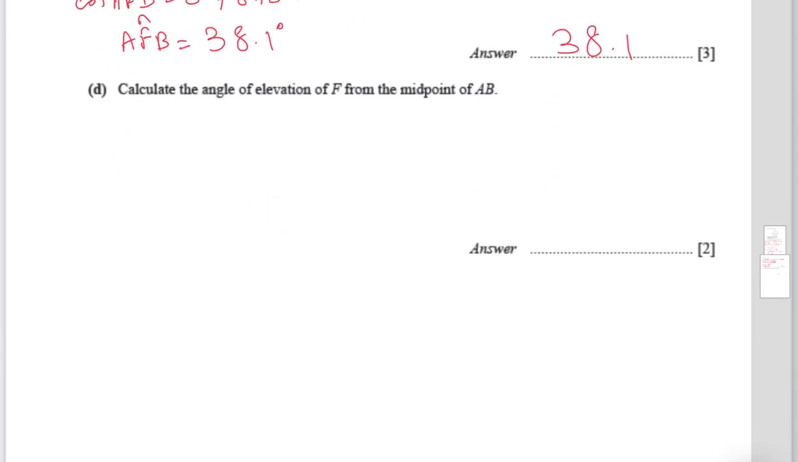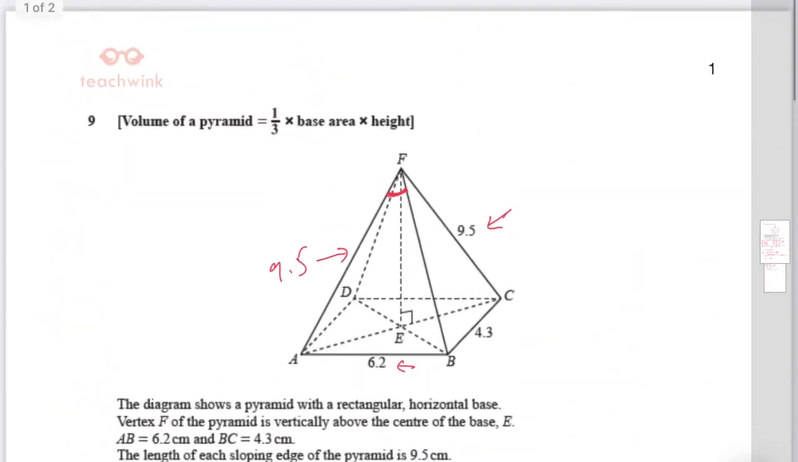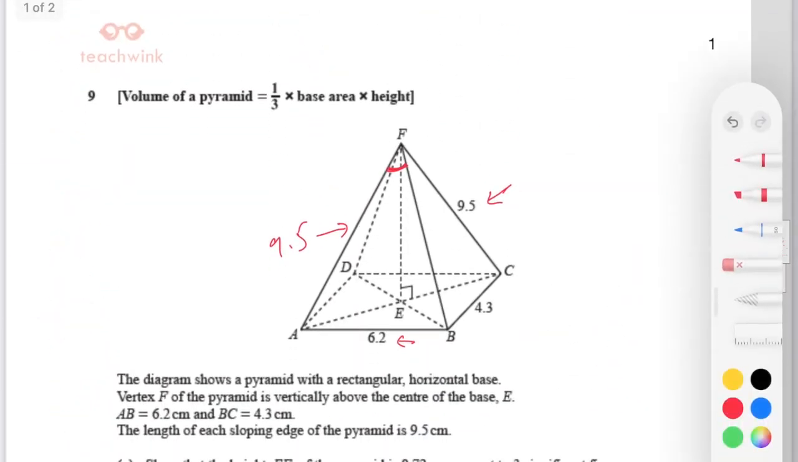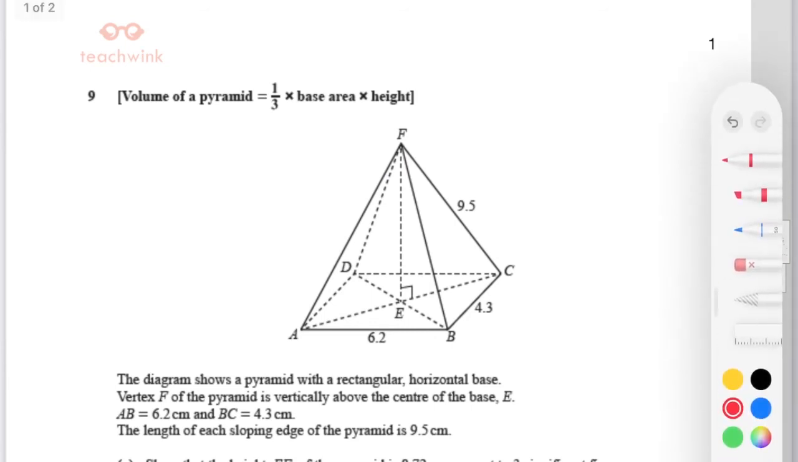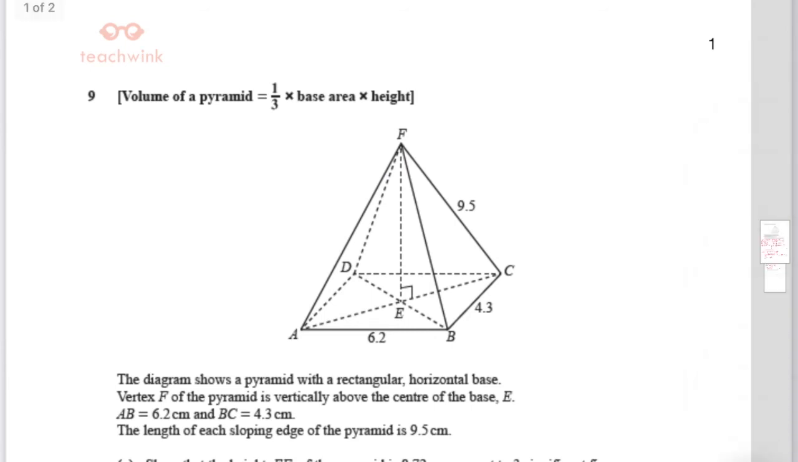Calculate the angle of elevation of F from the midpoint of AB. Let's have a look at the diagram once. So let's remove these first so that we only are doing the part that we have in front of us. Okay, they've asked us to find the angle of elevation of F from this point right here. This is the midpoint of AB. We draw a dotted line all the way stretching up, and we draw a dotted line to this point. So we have a triangle right here.